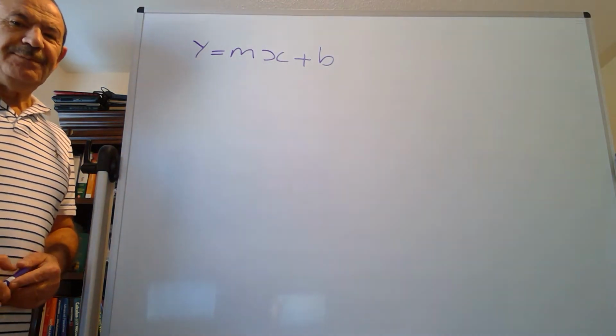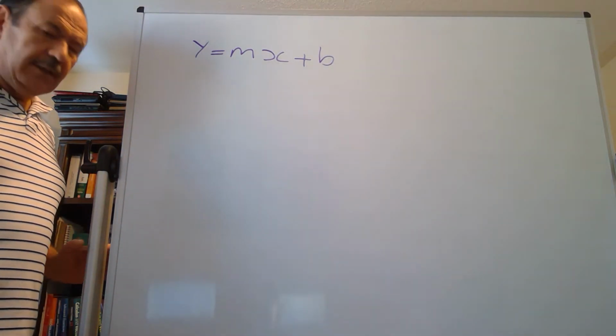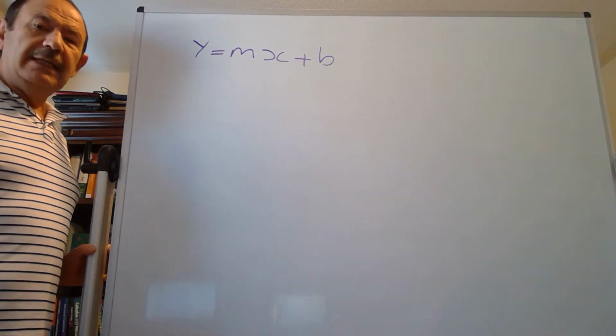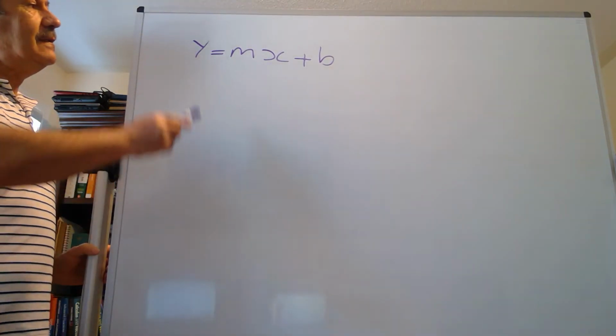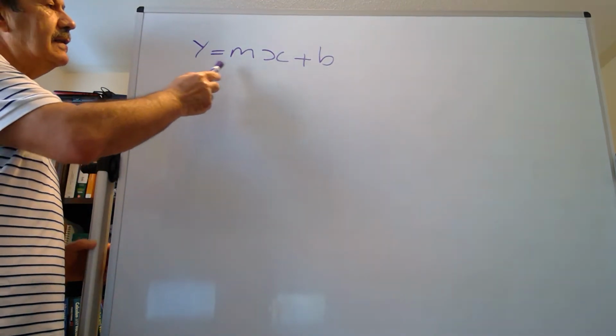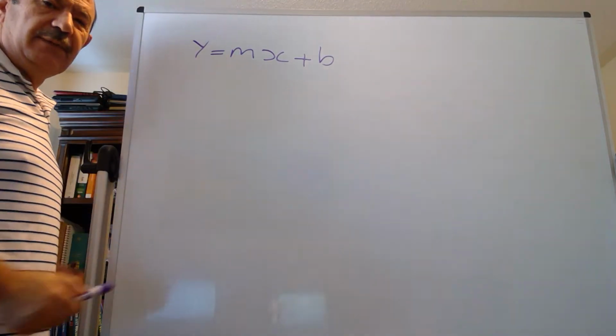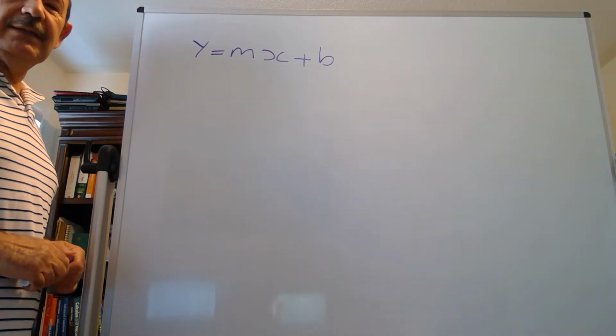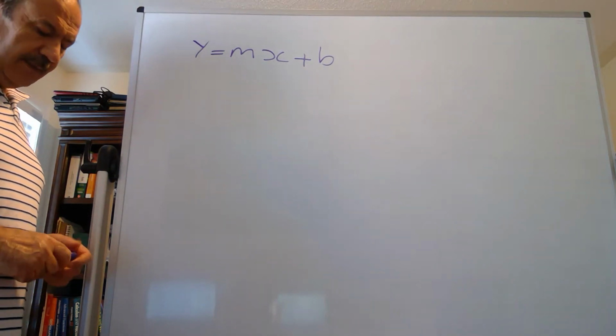Hello everybody. In this video I'm going to talk about linear equations in two variables in the slope y-intercept format. Y is equal to mx plus b. We call this format the slope y-intercept format.